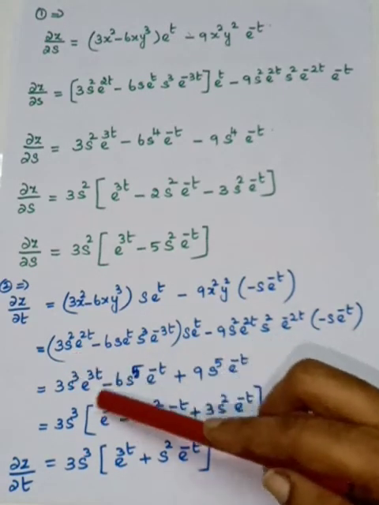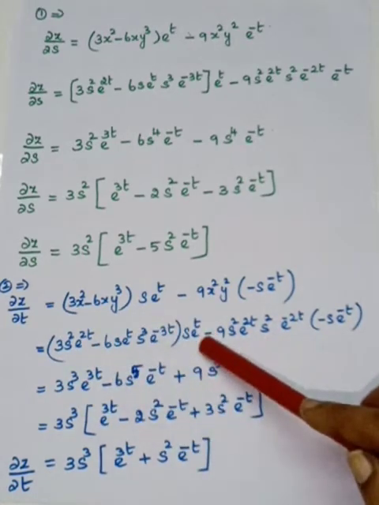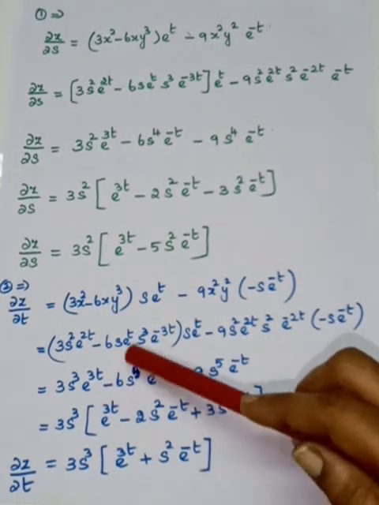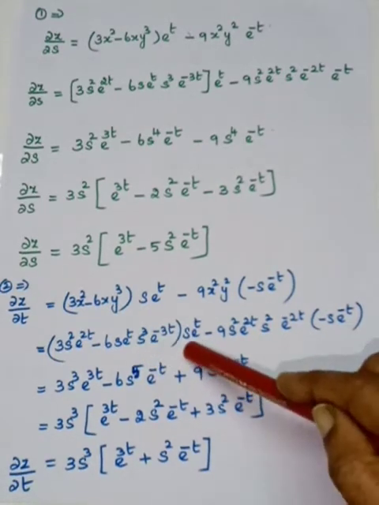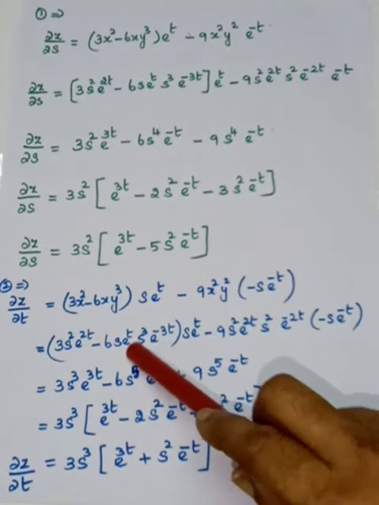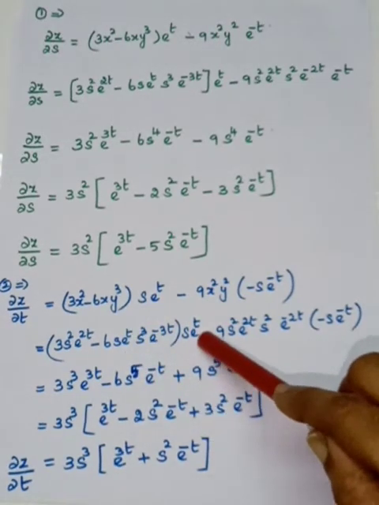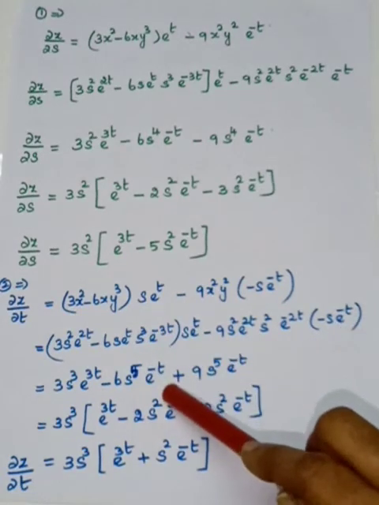When you multiply s squared into s, it is s cube. e power 2t into e power t is e power 3t. Here s cube, so s power 4 into s, so s power 5. e power t into e power t is e power 2t. Here e power minus 3t. When you calculate, it is e power minus t.